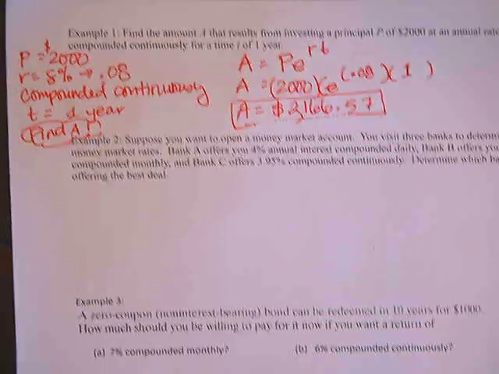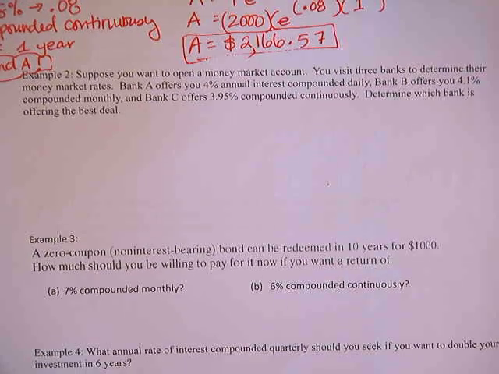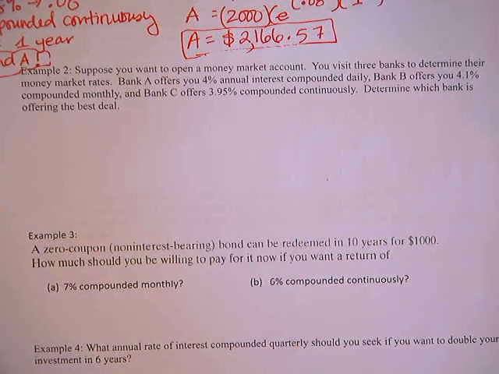Okay, let's move on to Example 2. Suppose you want to open a money market account. You visit 3 banks to determine their money market rates. Bank A offers you 4%.